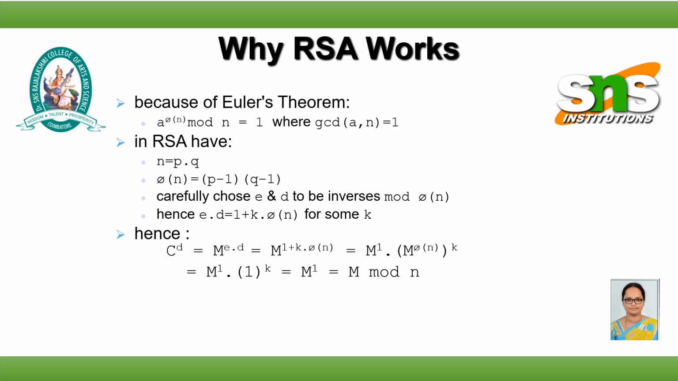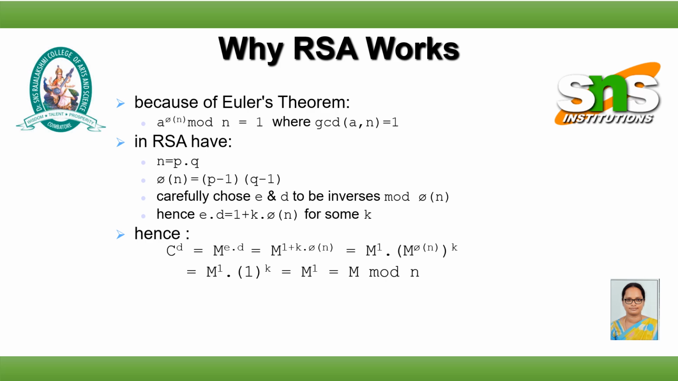Why does RSA work? Because of Euler's theorem, A power phi of n mod n equals 1, where GCD of A comma n equals 1. So in RSA, we have n equals P into Q, and phi of n equals P minus 1 into Q minus 1. Carefully choose E and D to be inverses mod phi of n. Hence, E into D equals 1 plus K into phi of n for some K.